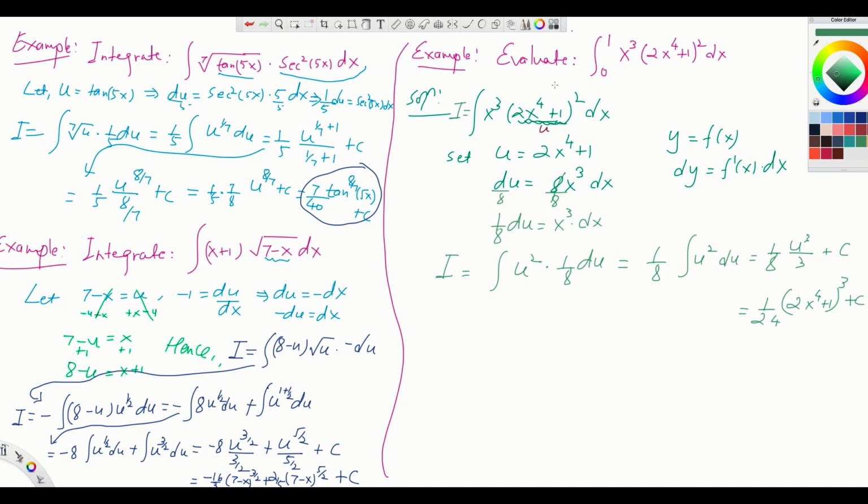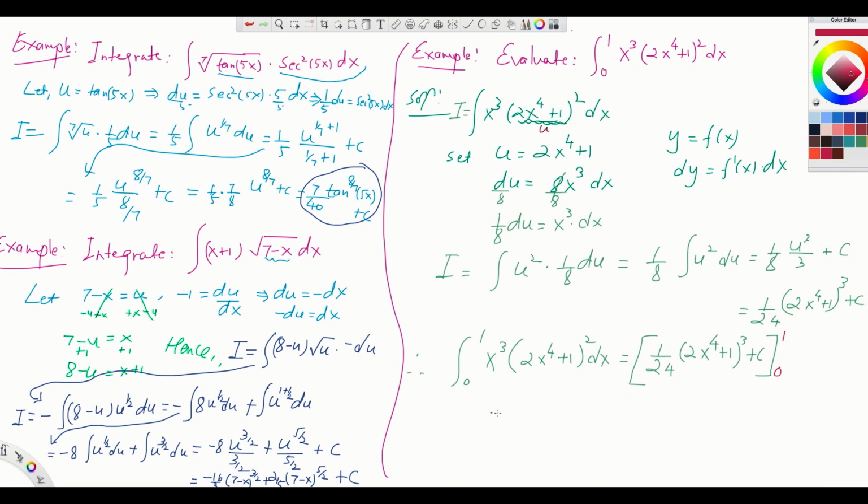Now, but we need to find it for 0 and 1, right? Therefore, the integral from 0 to 1 of x cubed times (2x to the 4 plus 1) squared dx is equal to, basically what we write is 1 over 24 times (2x to the 4 plus 1) cubed plus c, and then there is that limit of integration, right? What is the limit of integration? You plug in 1 and then do minus and then you plug in 0. That's what you do, right?